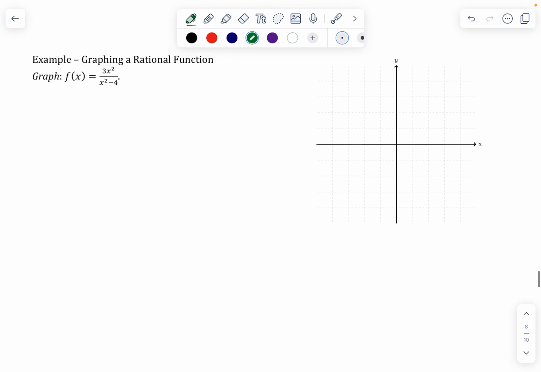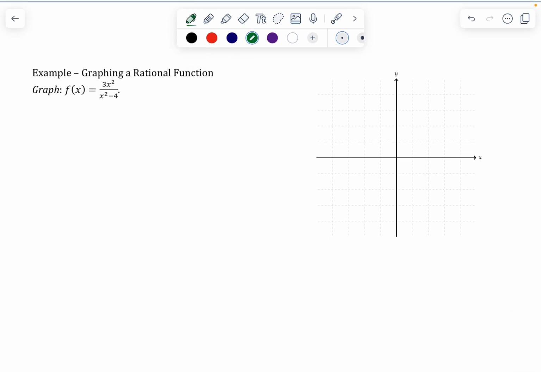All right, last example. f(x) = 3x² over x² − 4. So, starting off, we have our symmetry. So we're going to plug in f(−x). So we have 3 times (−x)² over (−x)² − 4. −x times −x is a positive. So we have 3x² over x² − 4, which gives us the same thing as what we started with. So this means we're symmetric across the y-axis.